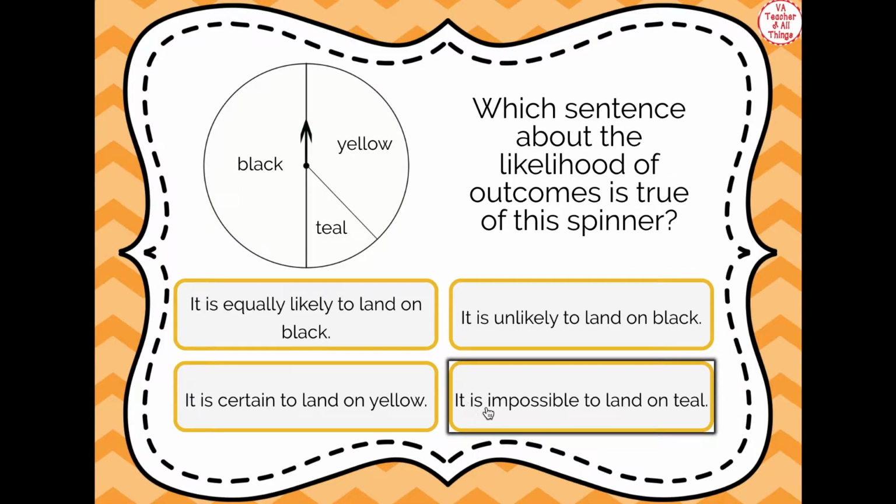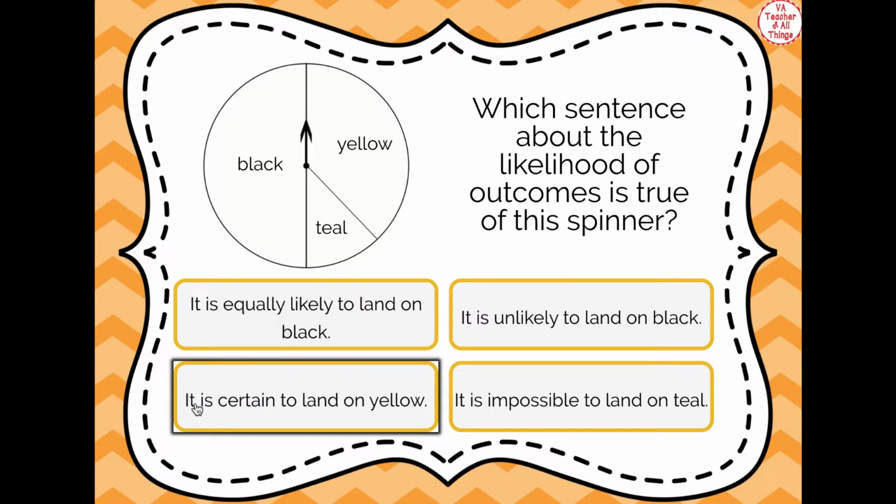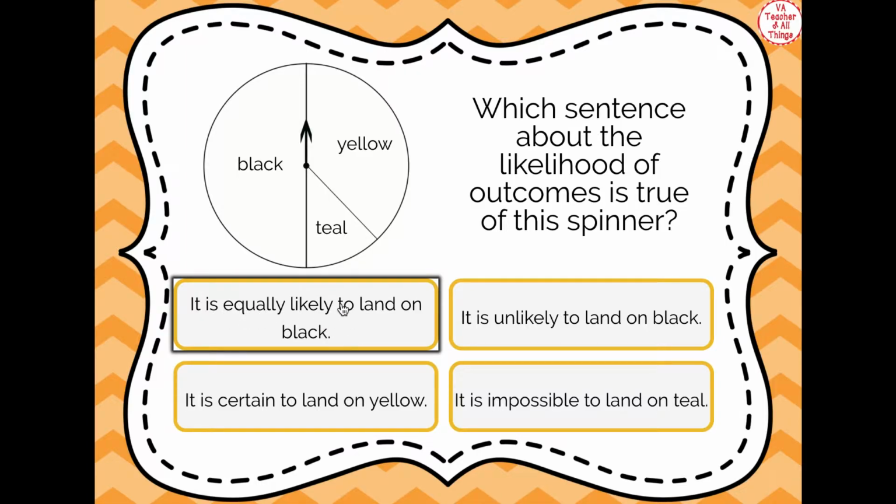What about, is it impossible to land on teal? Well, it's not impossible because there's a little section of it, so that one doesn't make sense. What about, it is certain to land on yellow? Well, okay, it could land on yellow, but it could also land on black and teal, so that's not completely certain, so it has to be this one.